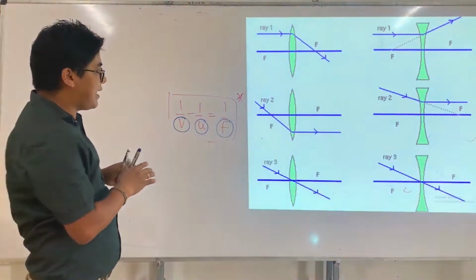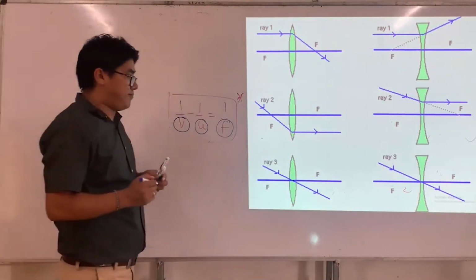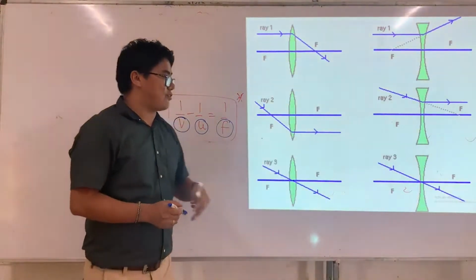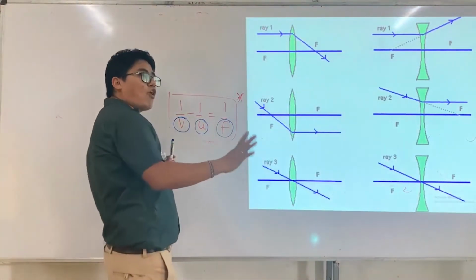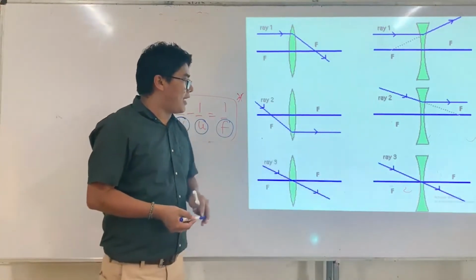And the third ray is when the ray passes through the optical center. When the ray passes through the optical center, there is no deviation. Why? Because the ray is passing through a normal line.